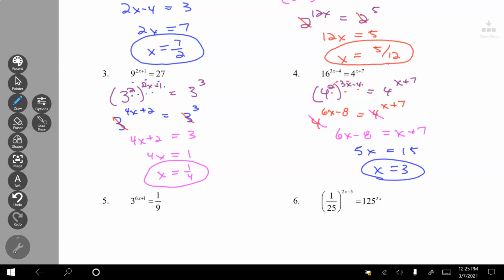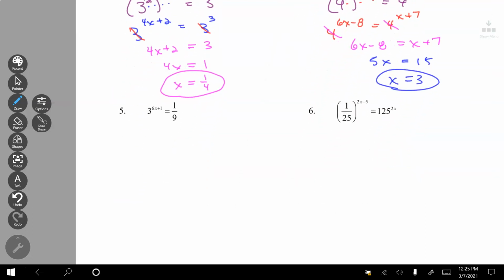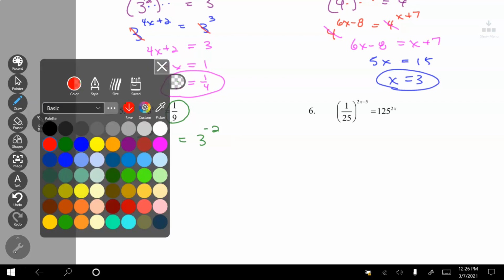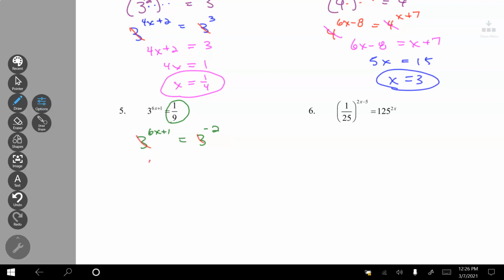For this next problem, I think I'm going to use base 3, so 3 to the 6x plus 3 is equal to... well, 3 squared is 9, so 3 to the negative 2 is 1 over 9. Negative exponents make that a reciprocal. They are the same base. 6x plus 1 is equal to negative 2. 6x is equal to negative 3. Divide by 6, I get negative 3 over 6, or negative 1/2.